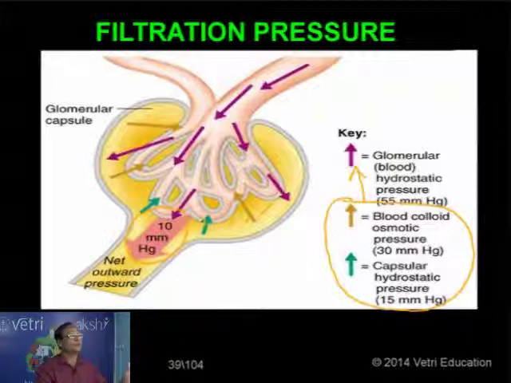So anyway, don't forget this one, 55, that is the forward pressure. And then colloidal osmotic pressure, one of the opposing pressures, that is 30 millimeters of mercury. Another opposing pressure is nothing but capsular hydrostatic pressure. Both together constitute about 45 millimeters of mercury. The remaining is the net filtering force or net outward pressure, which is chiefly responsible for the filtration of the materials, hence called the filtration pressure.